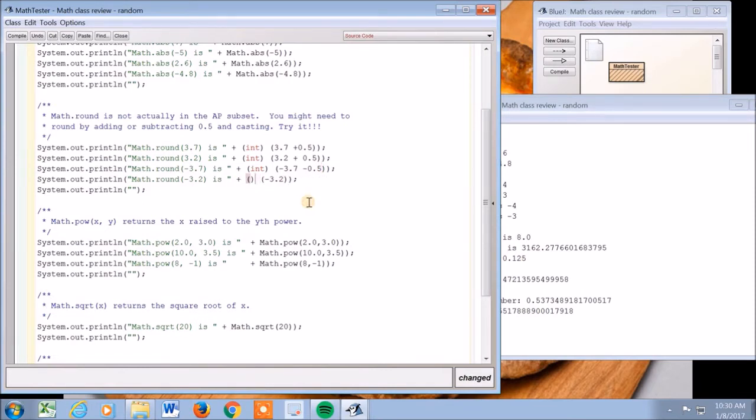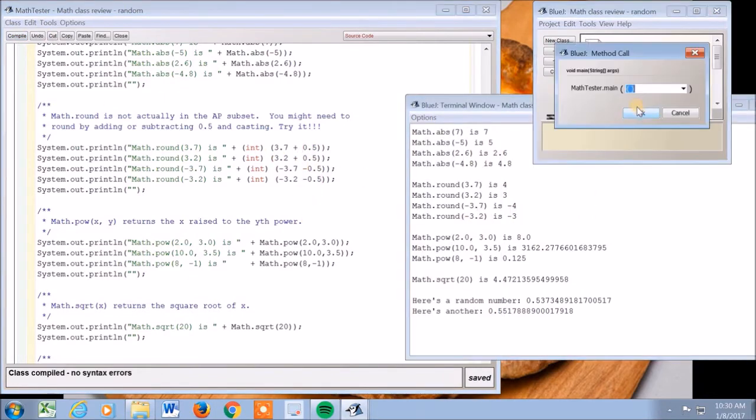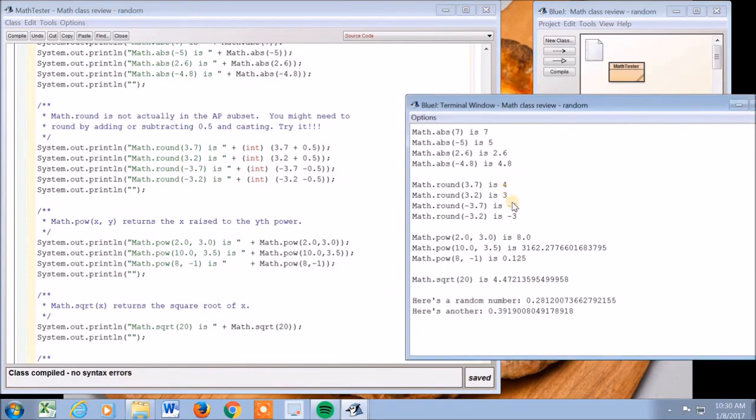So again, I'm just showing you how you do this because I have seen questions that ask you about how you might be able to round numbers by adding or subtracting 0.5. I think it was a multiple choice question. So if you subtract 0.5 from negatives and then cast it to an integer, it has the same effect as rounding. If you add 0.5 and cast it to an integer, that has the same effect as rounding. So I'll rerun this, and I think you'll see we get the same values: 4, 3, -4, -3. Terrific.